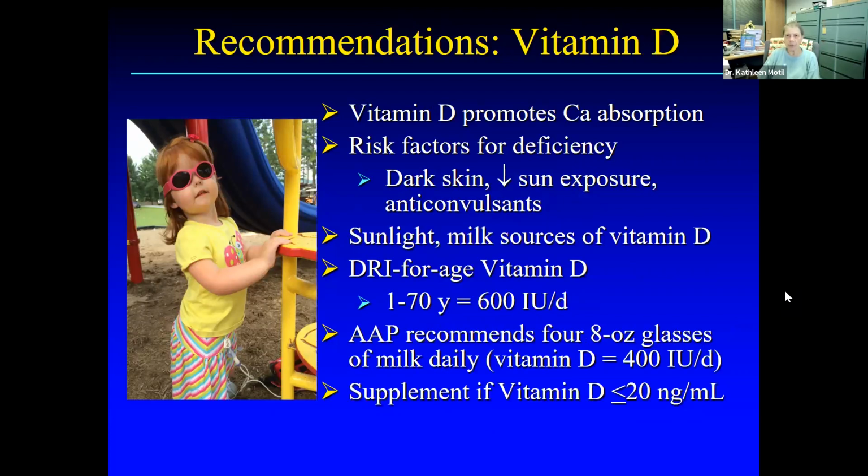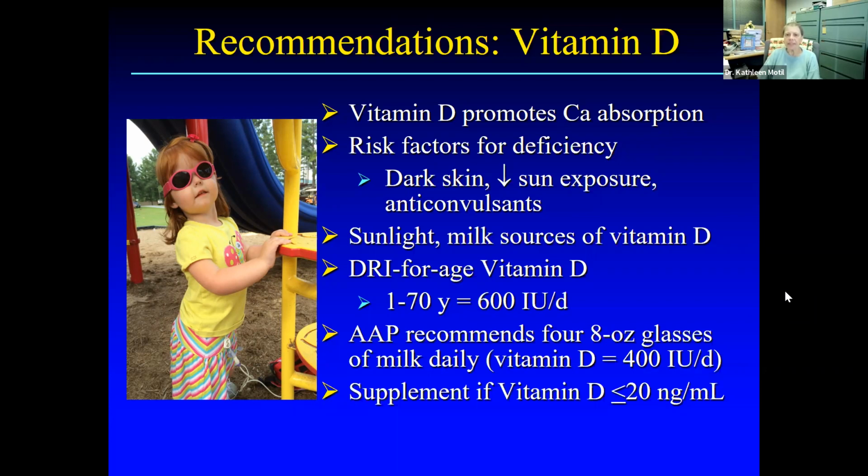Vitamin D, again, is very important because it helps to get calcium across the intestinal tract when you are eating foods that contain calcium. We know that there are several risk factors for vitamin D deficiency, including darker skin, kids who don't go out into the sun, which includes many of our children with special needs, and children who take anticonvulsants. Some of the anticonvulsants compete with vitamin D, and therefore you don't get the benefit of vitamin D. Again, sunlight is a very good source of vitamin D, but our children often aren't out in the sun. And milk in the United States is supplemented with vitamin D.